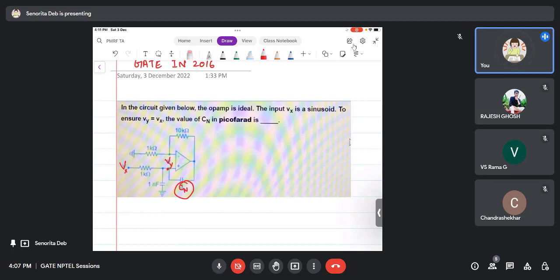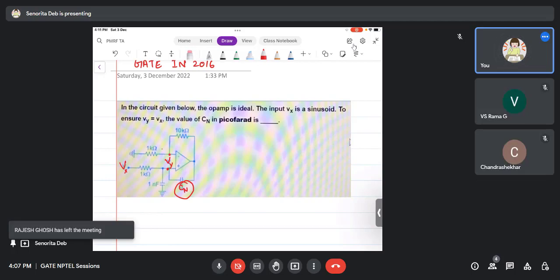Okay. So simply you apply the virtual ground concept. This is Vx, and this is Vout, and now you can find the transfer function from here, right? So this is also Vy, right? And you have one equation with Vy and Vout.